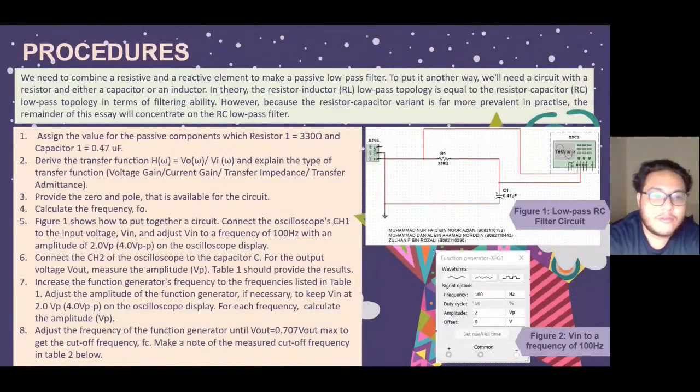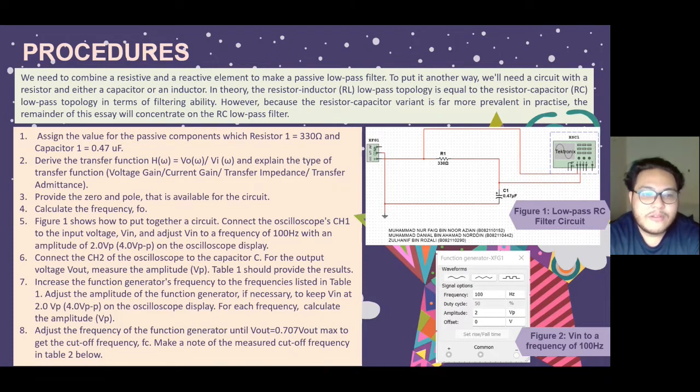Now I'm going to tell you about the procedure of the low pass RC filter circuit. We need to combine a resistive and a reactive element to make a passive low pass filter. To put it another way, we will need a circuit with a resistor and either a capacitor or an inductor. In theory, the resistor inductor (RL) low pass topology is equal to the resistor capacitor (RC) low pass topology in terms of filtering ability. However, because the resistor capacitor variant is far more prevalent in practice, the remainder of this essay will concentrate on the RC low pass filter.